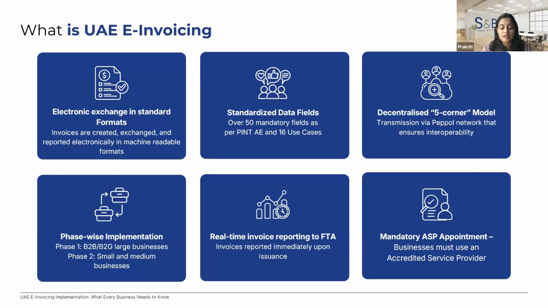Now, there is a step of appointing an ASP, and many question what the role of the ASP is. So, all the e-invoicing happens through a five corner model, which is a decentralized model adopted by the UAE Ministry of Finance. Just like a telecom operator that we use for our mobile phones, there is a PEPPOL network, which is a pan-European PEPPOL network, and all the invoicing going forward would be based on this network.